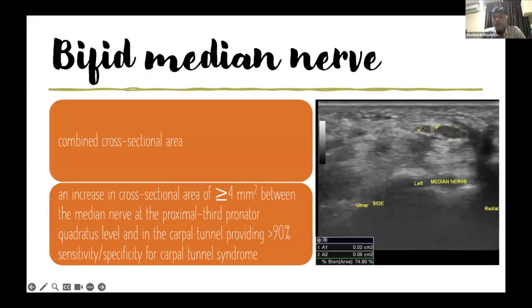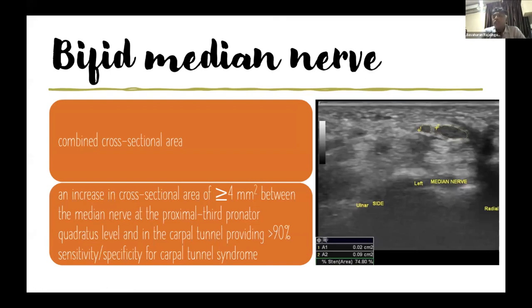Sometimes, as I told you, the median nerve may be bifid. Now, if there is this kind of a case, it is important to make sure that this is not a median artery. It's very important to put a Doppler and say whether it is a median artery or not. In MRI and in a bifid median nerve, an increase in cross-section area of more than 4 millimeters square between the proximal third of the pronator quadratus level and the carpal tunnel is again very sensitive.